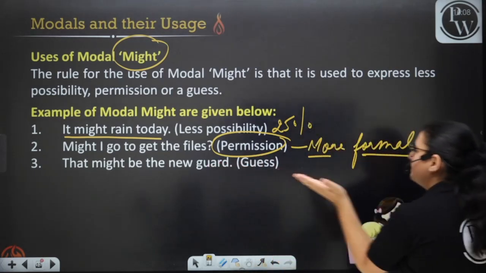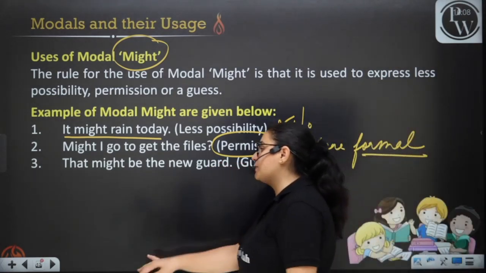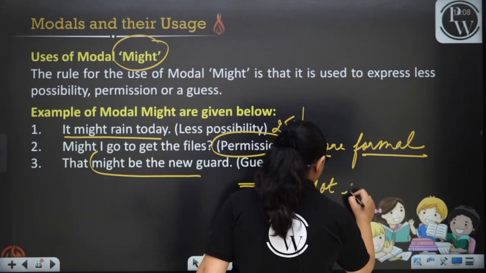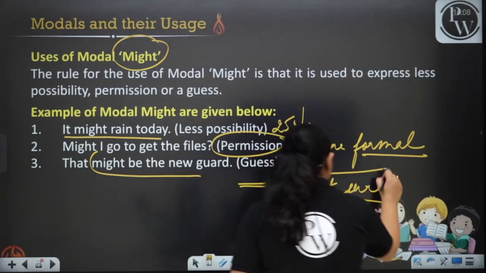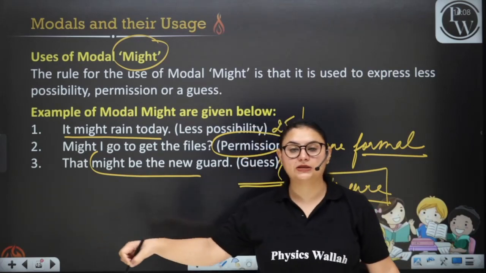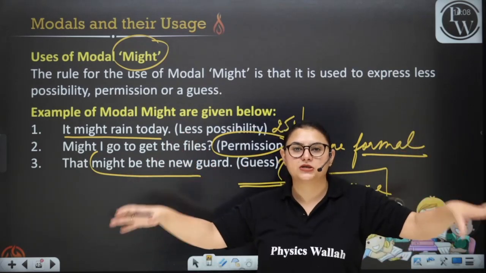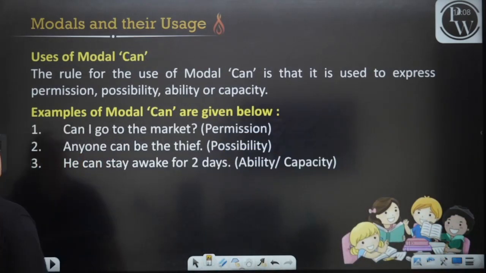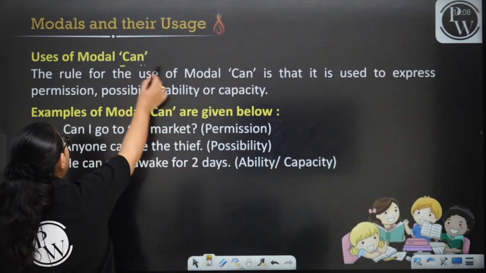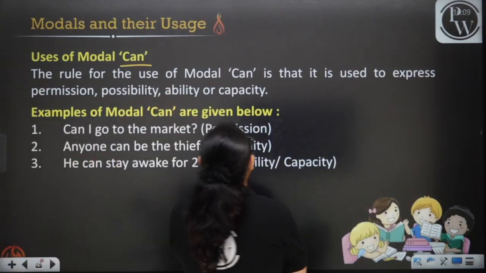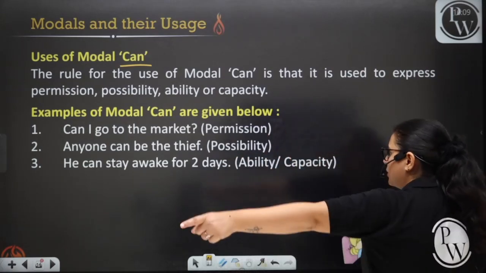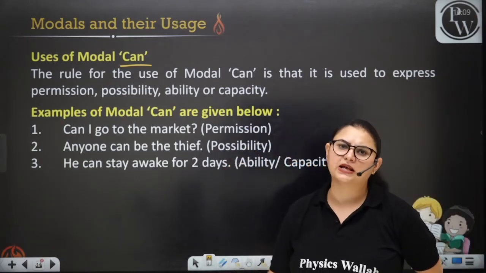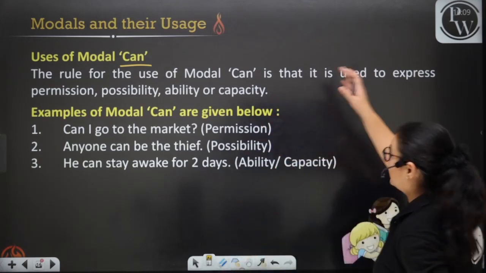That might be the new guard. Now, this is a guess. When you are guessing, when you are not sure that it may be the thing, in that case you use might. Okay, now let's move further. Uses of modal can. Where do you use can? The rule for the use of modal can is that it is used to express permission, possibility, ability, or capacity. Now you will say that, ma'am, you were saying that we use may in the case of permission.